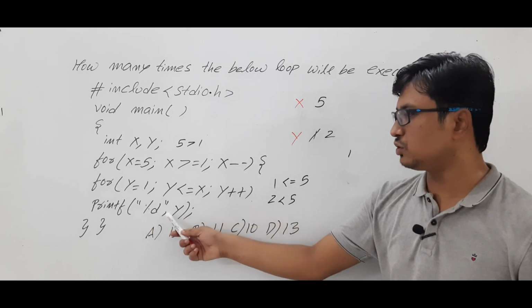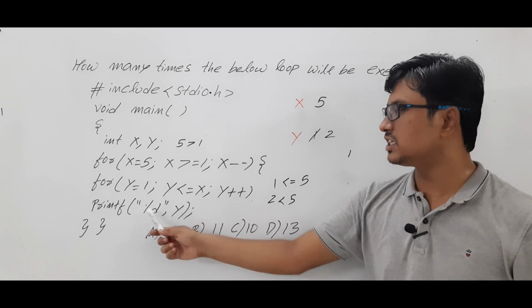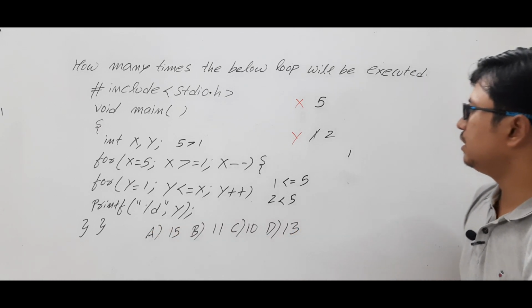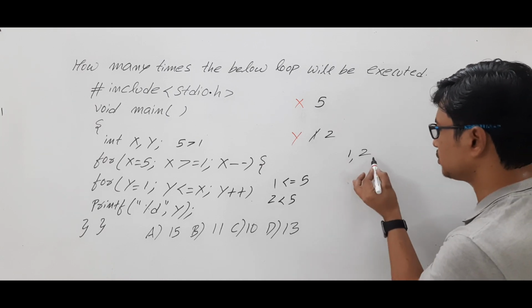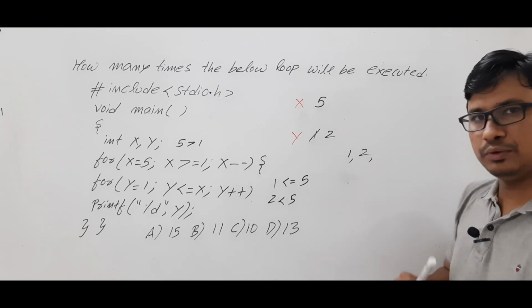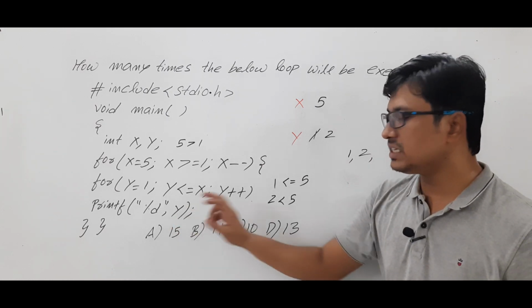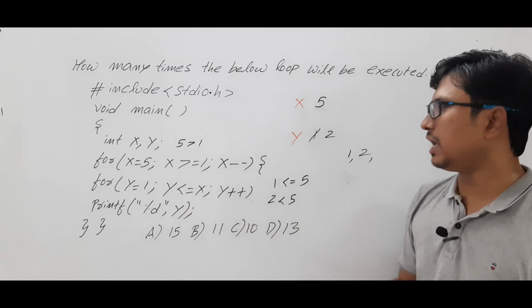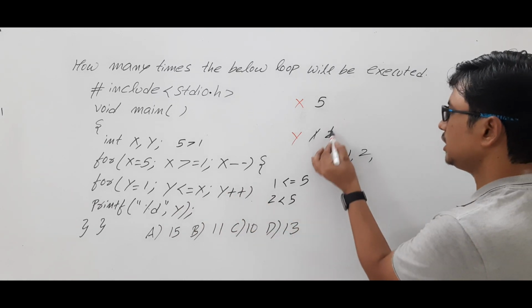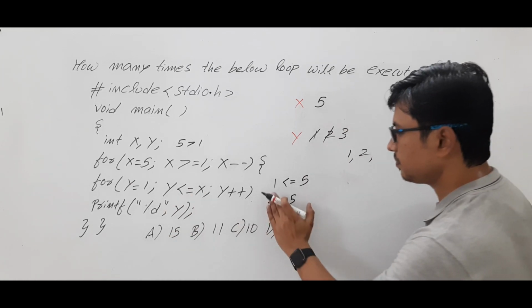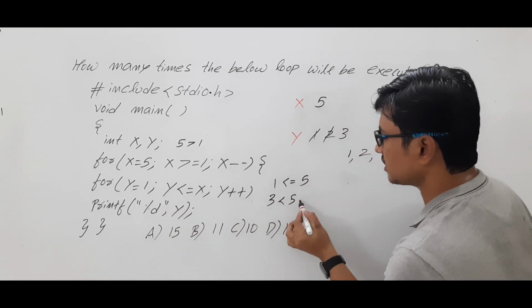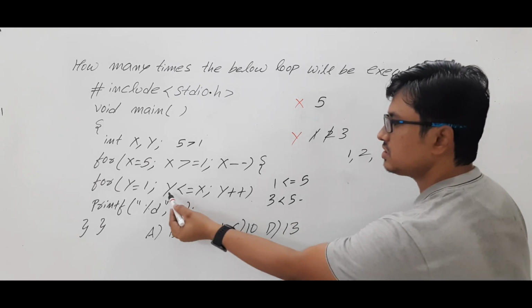If this condition is true, again you will execute this statement printf("%d", y). What is the y value? 2. You got the output 2. Let me write a comma so that you will understand. 1, 2 has been printed till now. Then once it is printed, y++ will happen. y value is 2. It will be updated to 3. Again you will check the condition. 3 less than 5 or not? Yes, 3 is less than 5. So this condition is true.